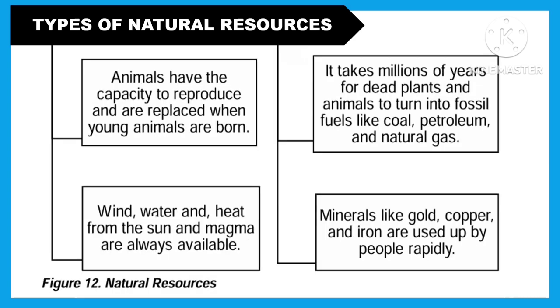In renewable resources, animals have the capacity to reproduce and are replaced when the young animals are born. Examples of this are wind, water, and heat from the sun and magma, which are always available.